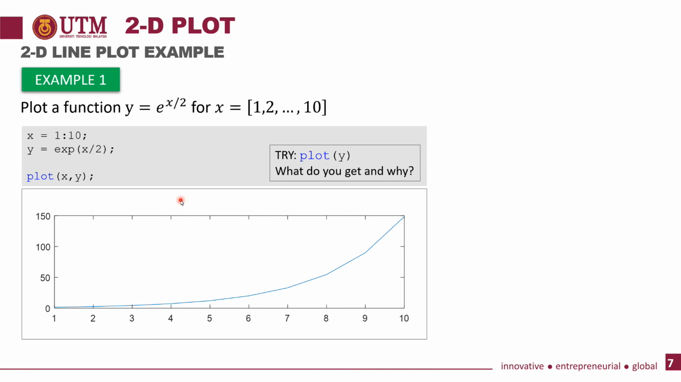But if you plot only y, the x-axis will become the number of the sample. It will not be the time interval anymore. For example, if your measured variable has 5 samples, your x-axis will go up to 5. It will not reflect the time anymore, because you only plot the measured variable.